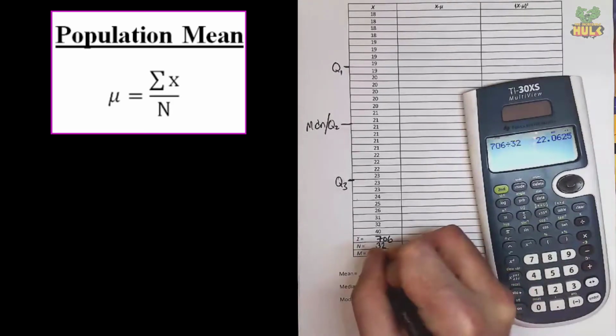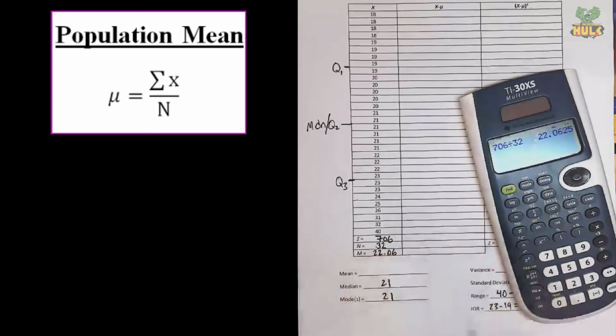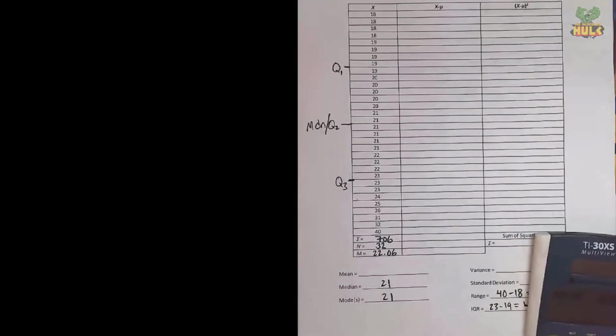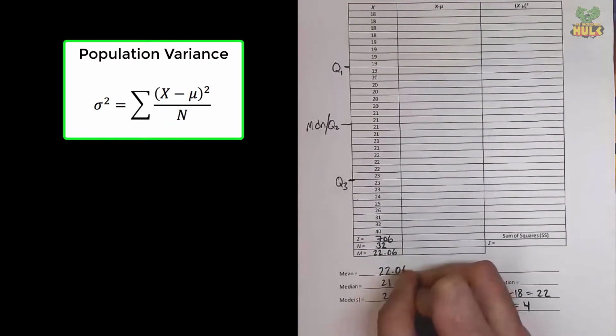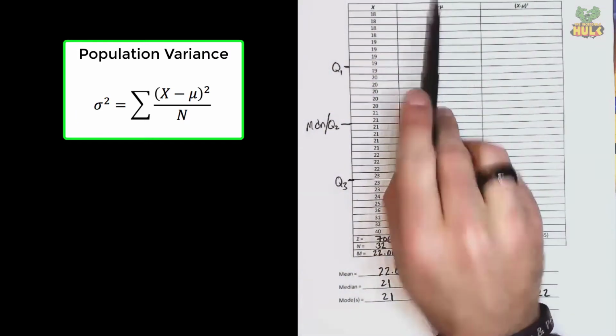So 22.06. Okay, easy. Now the next step in our calculations here for variance and standard deviation, let's go ahead and write down the mean, 22.06, is, as you can see, x, the score, minus mu, the mean.